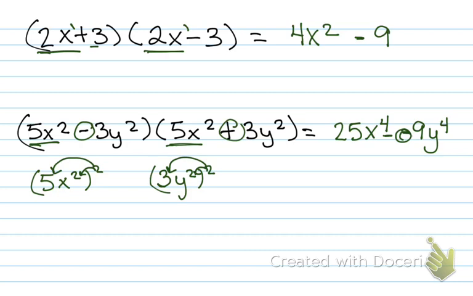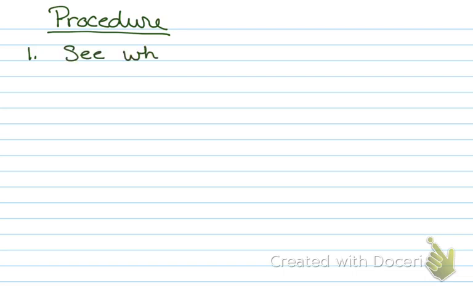Now let's talk about our procedures. Make sure you have them written down so you have them to look back on. So our procedure for this is as follows. We see which rule we could use. So let's see which one. If you look at something and you think, well, there's got to be a quicker way, work smarter, not harder. So see which rule is being used.